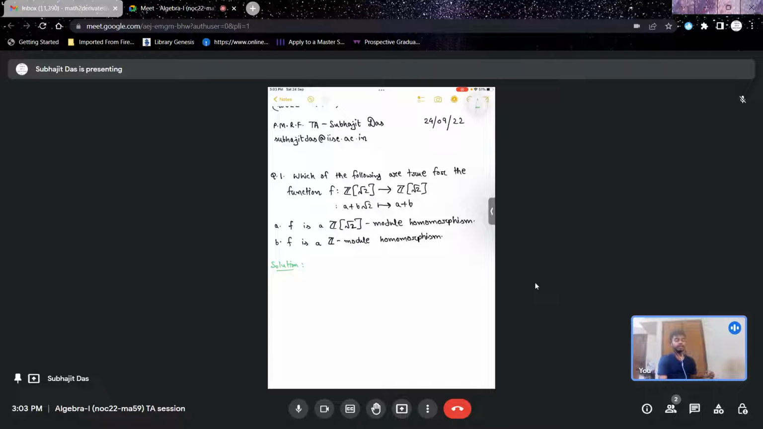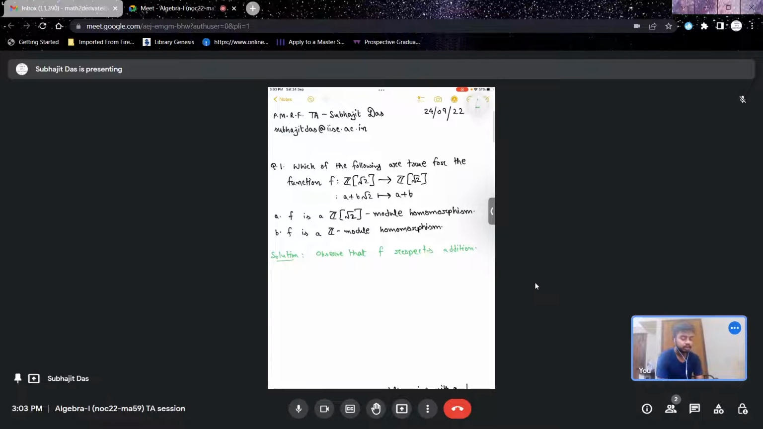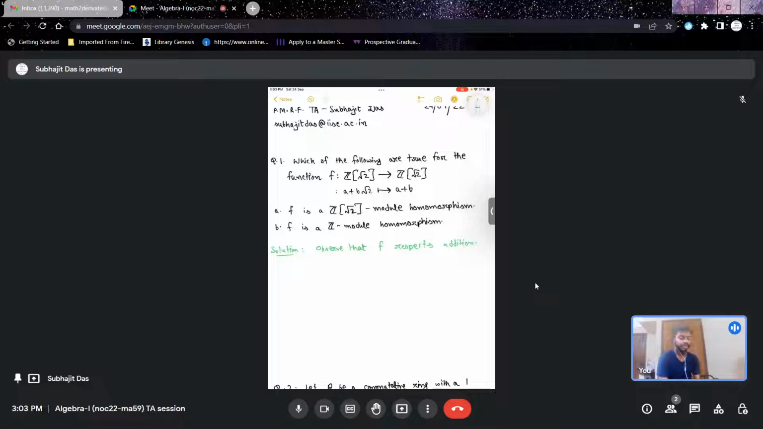Since there are fewer scalars in Z as compared to Z root 2, let us first investigate the case of Z linearity. First of all, observe that f respects addition. Indeed, f does respect addition, there is no doubt about it. So we need to check whether it also respects Z linearity or not.